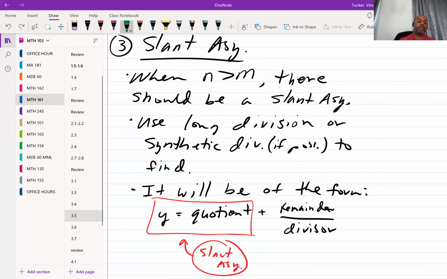In that third scenario, we didn't have a horizontal asymptote. That's because a slant asymptote takes on that position. So it's going to be y equals.